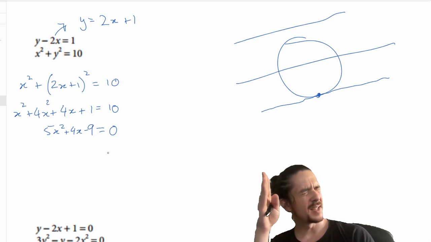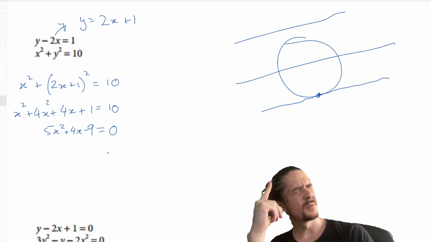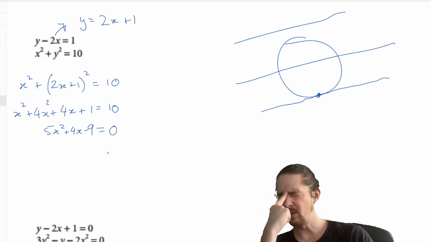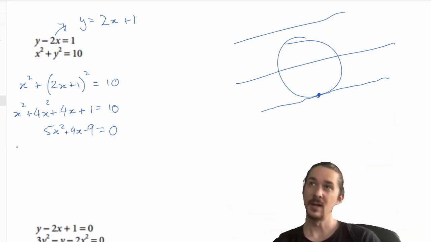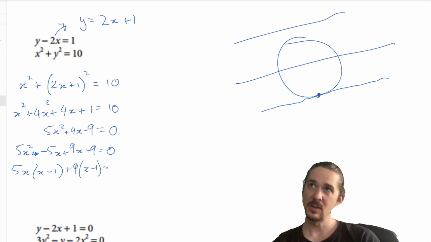5 times -9 is -45. I want two factors of 45 that have a difference of 4. 5 and 9. Okay, 9's got to be positive because we want a positive 4. So we're going to have 5x squared minus 5x plus 9x minus 9 equals 0. 5x times (x minus 1) plus 9 times (x minus 1) equals 0. So (5x plus 9) times (x minus 1) equals 0.